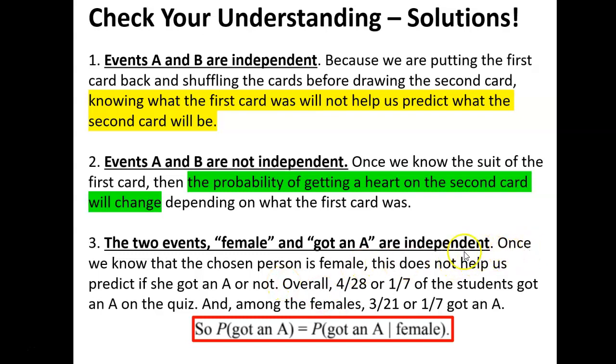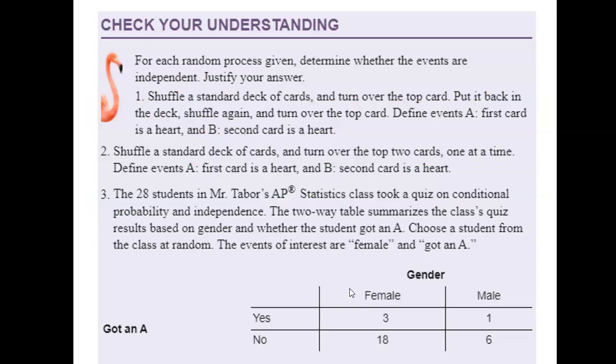I need to reread this apparently. Once we know that a person chosen is female, this does not help us predict that she got an A or not. Oh, okay. I guess I didn't read that very carefully. My bad. Oh, it says that because I didn't read it at all.